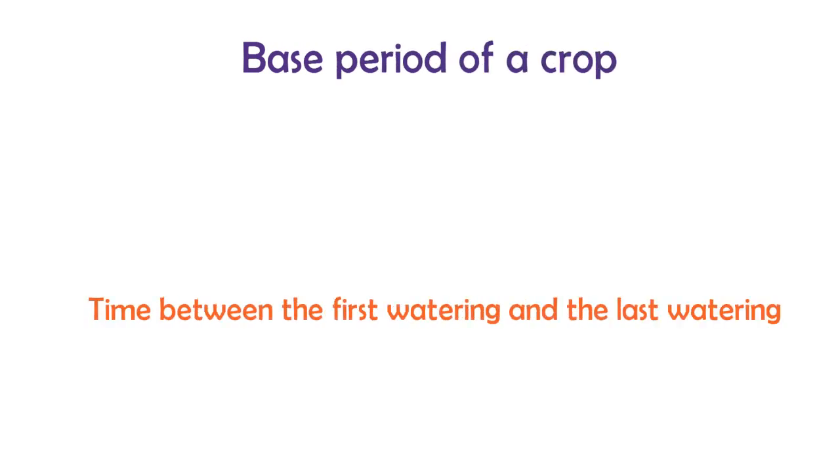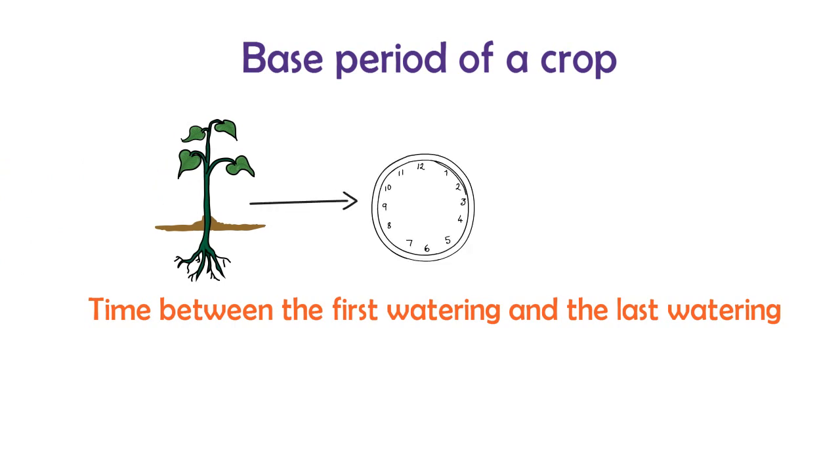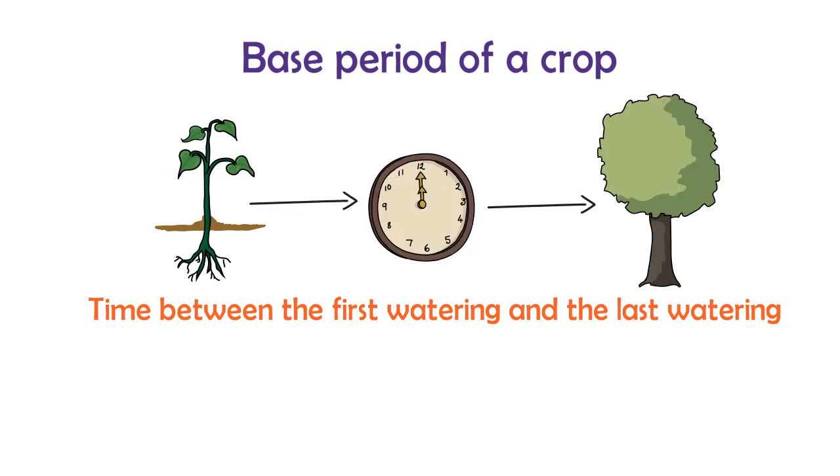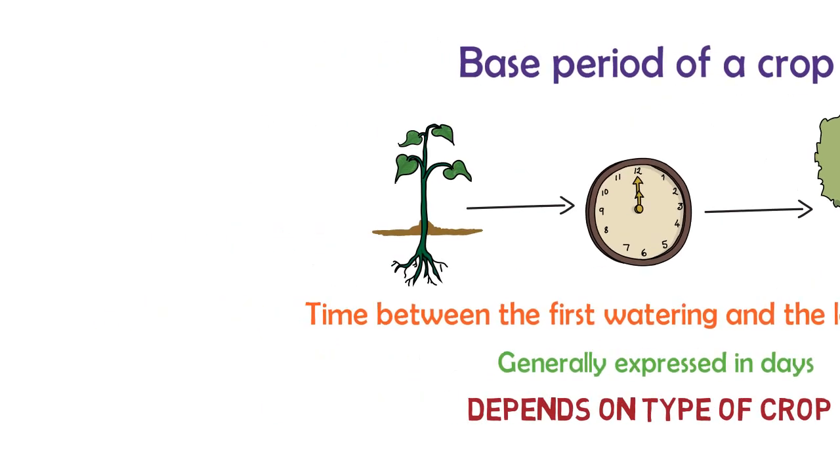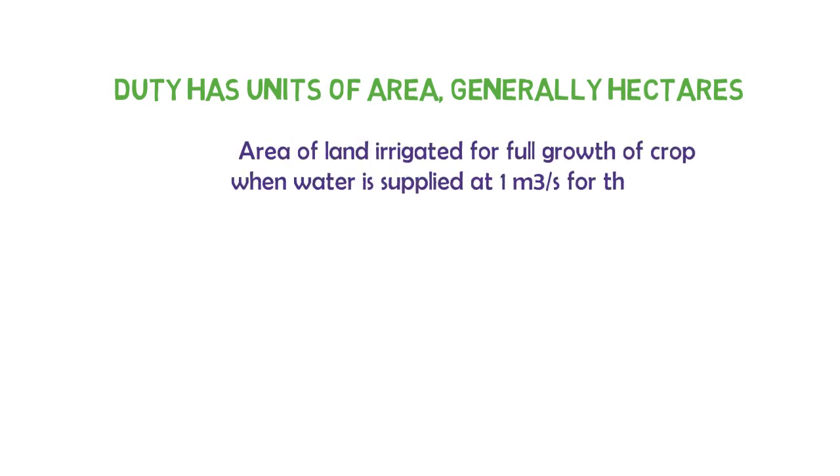To utilize this aspect of water to its full advantage, we first need to know what's called a base period of a crop. It is essentially the time required for the full growth of a crop before it is harvested or matures. And it varies with the type of crop. For example, sugarcane might have a base period of 120 days, while wheat might have a base period of 50 days. So when you know the base period of the crop, you can find out the duty of water, which is generally expressed in hectares.